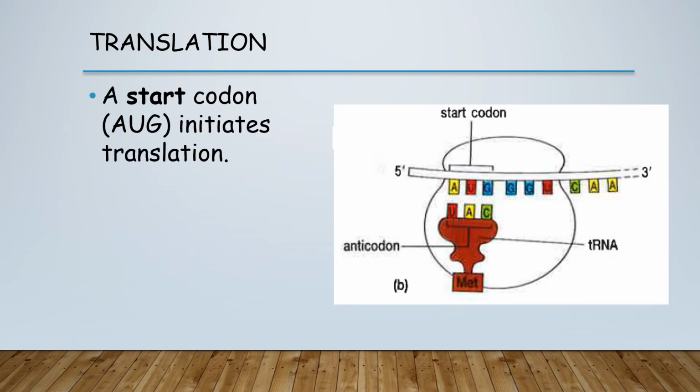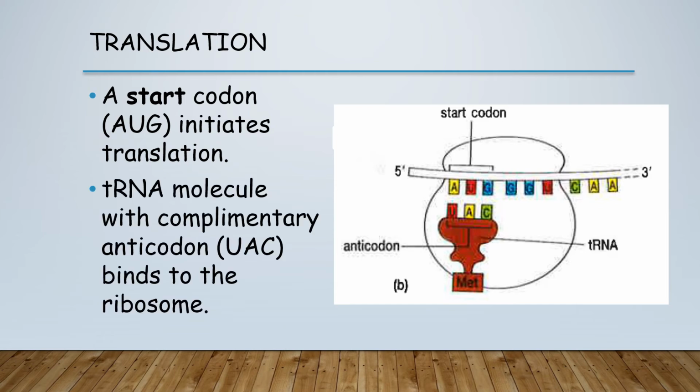So our first codon, our start codon, is AUG. That's what initiates translation. So every mature mRNA transcript is going to start with AUG. And the tRNA molecule with complementary anticodon UAC binds to the ribosome. So here we have it, UAC, complementary to AUG. And actually our first amino acid is always going to be methionine. So every single protein strand starts with methionine.